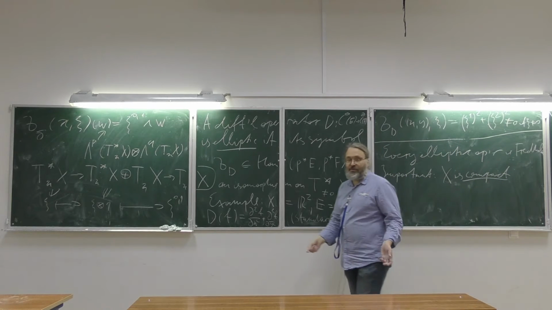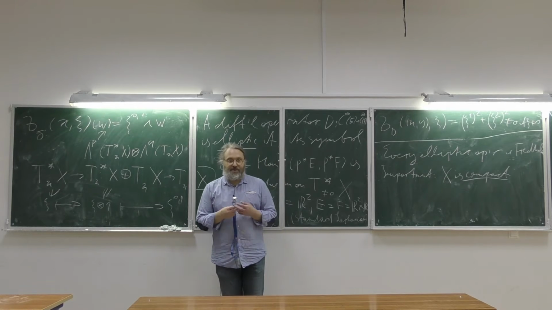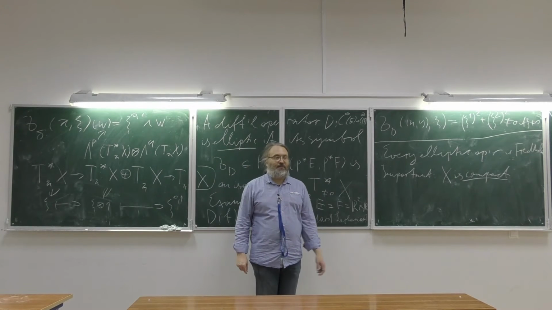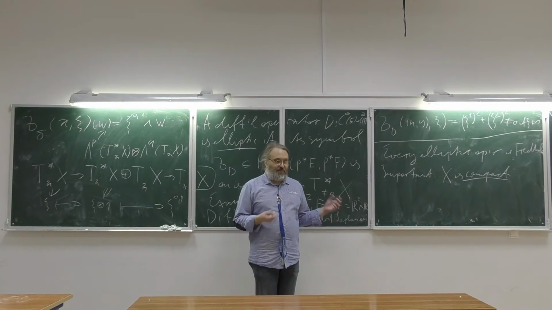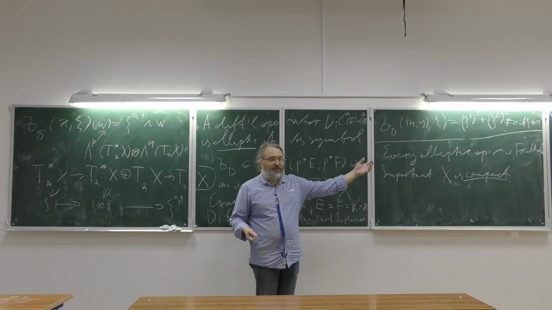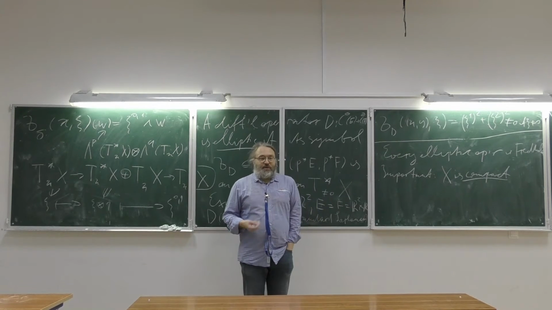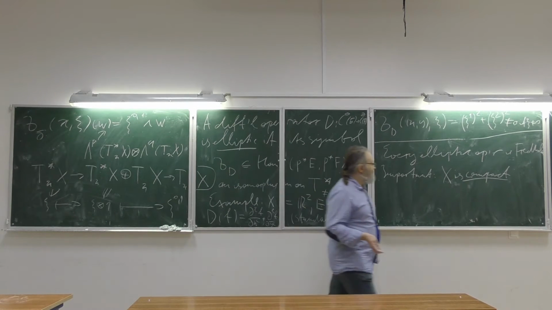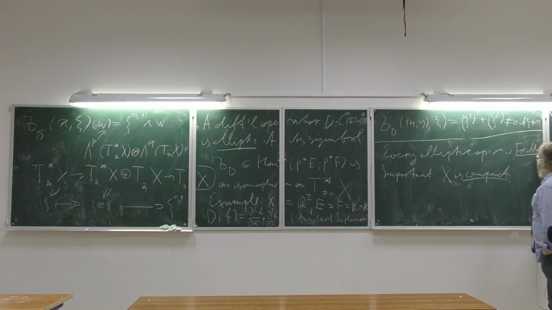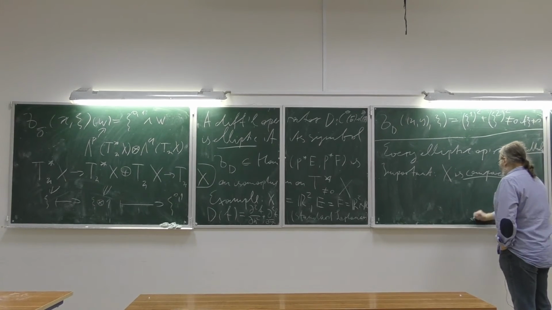It is important that M is compact. If M is not compact, this is not true at all. For example, d by dx on R is elliptic, but it's definitely not Fredholm. Now, what is Fredholm? Does everyone know? Well, just to remind everyone.